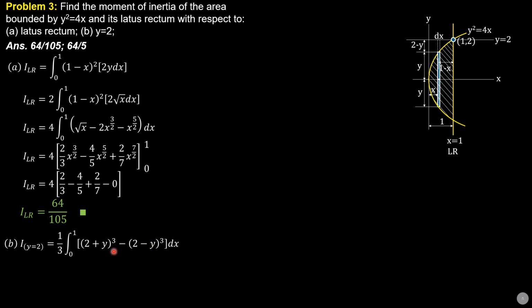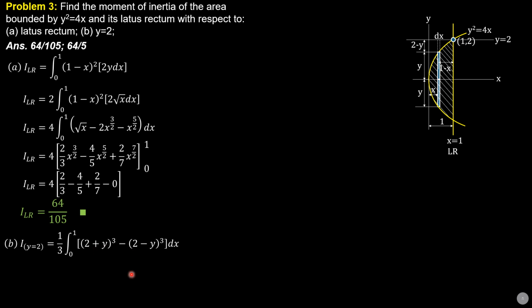Then the third term is 3 times 2y squared, which is 6y squared. This one is 3 times 2 times negative y squared, which is also 6y squared. So 6y squared minus 6y squared will be eliminated. Then the last term is y cubed. Then this is negative y cubed. y cubed minus negative y cubed is 2y cubed.